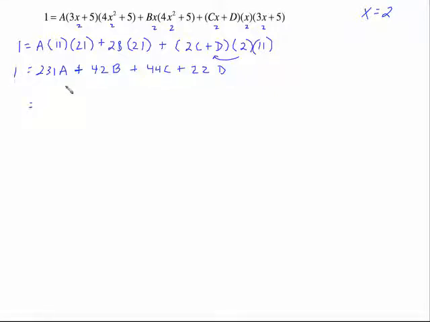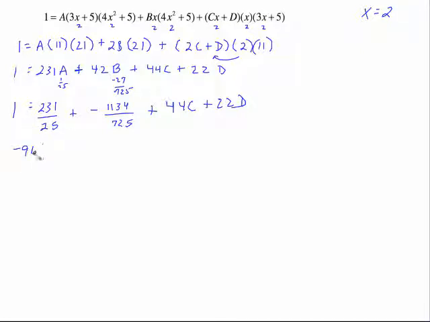I have to substitute in the values I know from a and b. So if I plug in the 1 over 25 for a, I get 231 over 25, plus, if I put in my b value, which was negative 27 over 725, I get negative 1134 over 725, plus 44c plus 22d, and this all equals 1. I need to get these numbers over on this side, so subtract 231 over 25, add 1134 over 725, and you will get negative 968 over 145, and that equals 44c plus 22d.